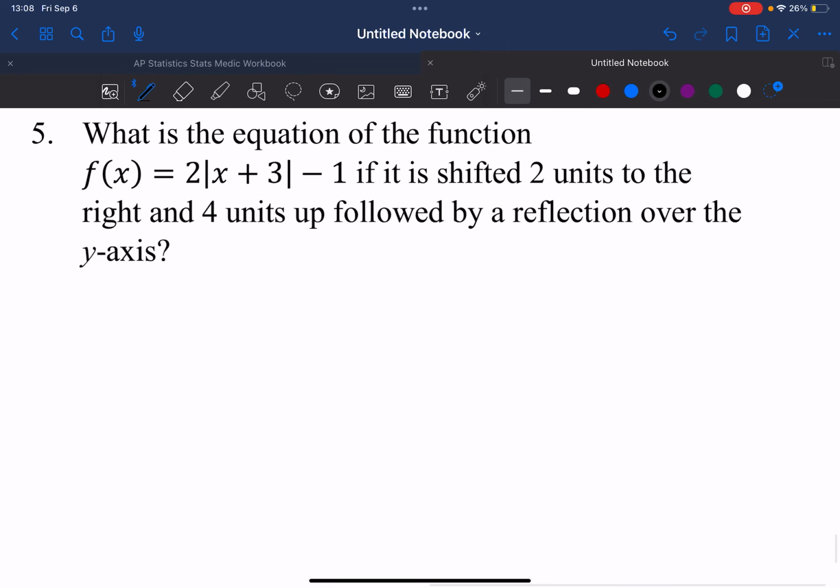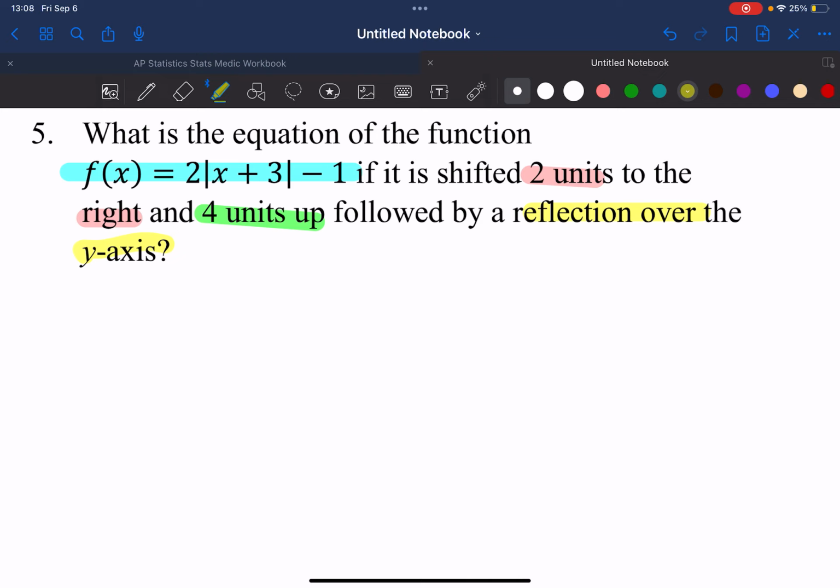Now looking at number 5, notice that now I do not have a parent function. Instead, I'm starting at a different function. Okay. So first, I'm going to identify all of my translations. So I have 2 units to the right, I have 4 units up, and I have reflection over the y-axis. So those are the 3 things that are happening.